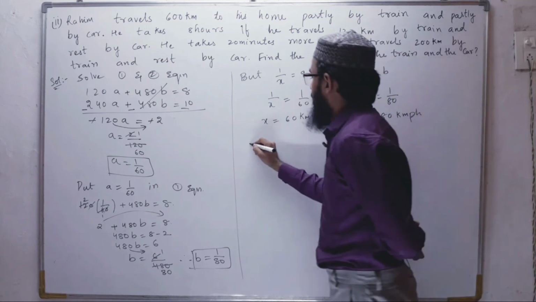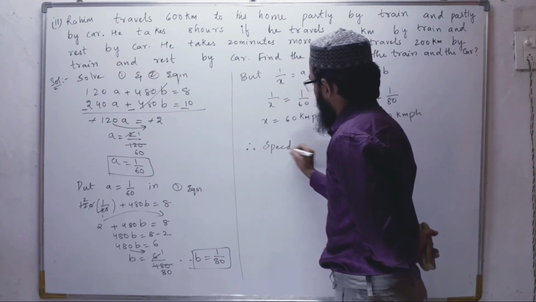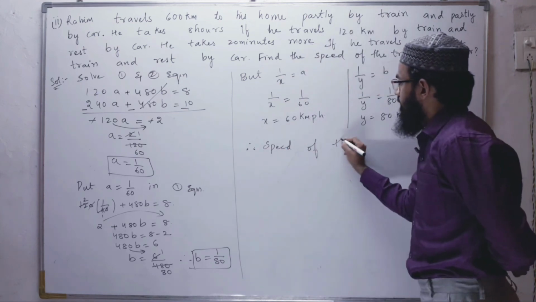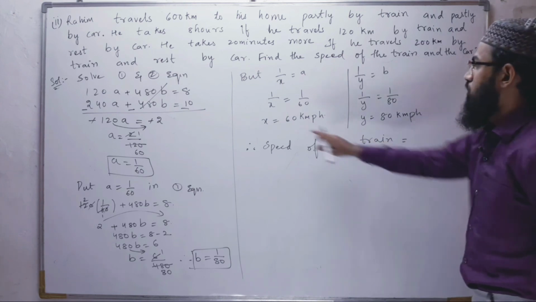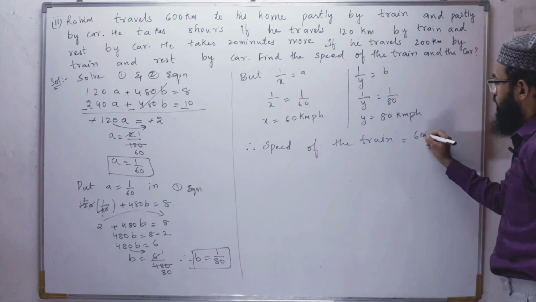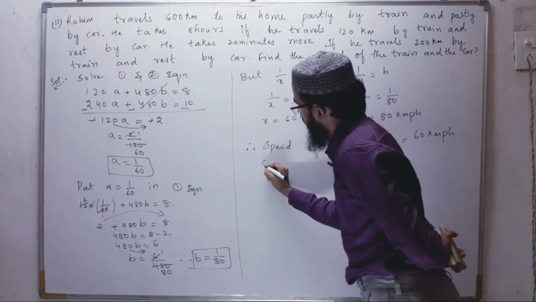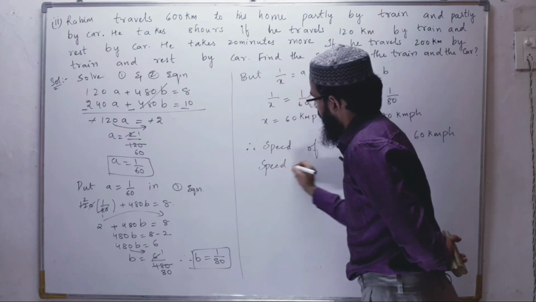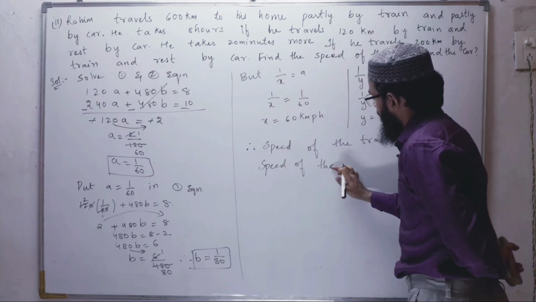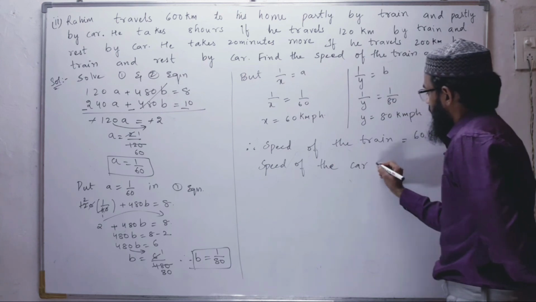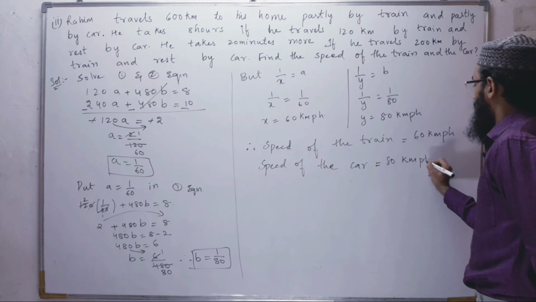Therefore, the speed of the train is equal to 60 kilometers per hour and the speed of the car is equal to 80 kilometers per hour.